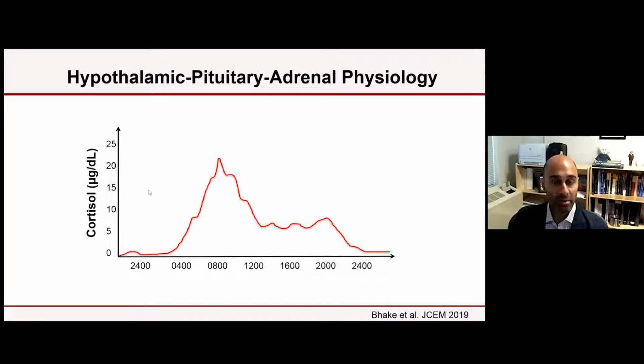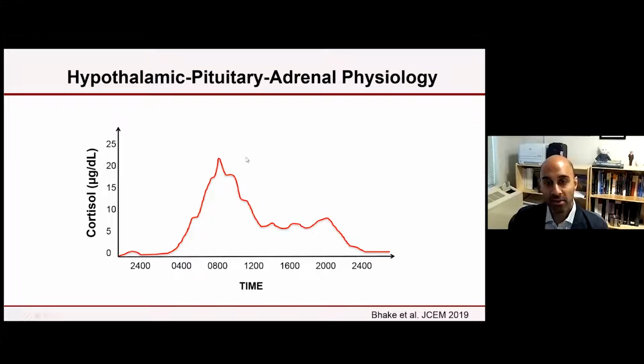So here's an example of diurnal rhythm. You can see that cortisol levels rise in the morning, they peak early in the morning, and then they dwindle down throughout the day and are very low. They nadir around midnight and then only to rise again. This is time to sunrise and sunset.